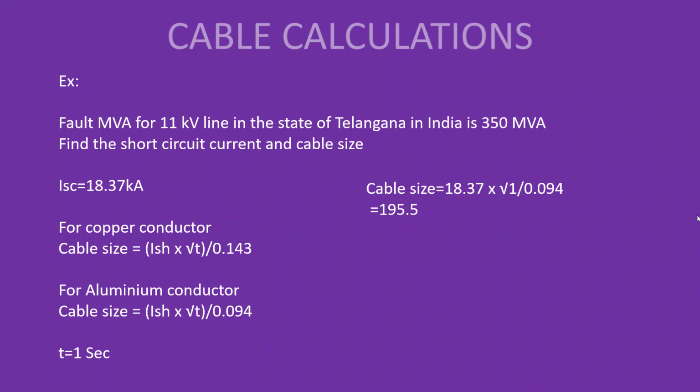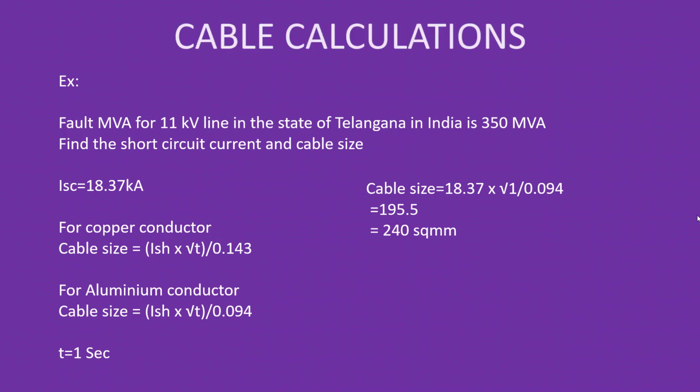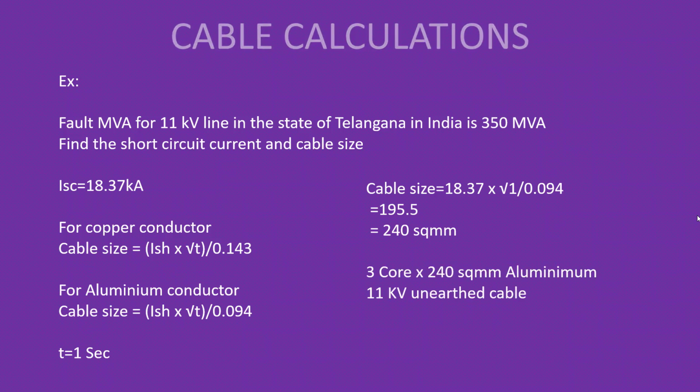So we are selecting the next available size. Next available size is 240 square mm. So our cable selection is 240 square mm, aluminium 11 kV unearthed cable. I am preferring unearthed cable because it has more insulation.